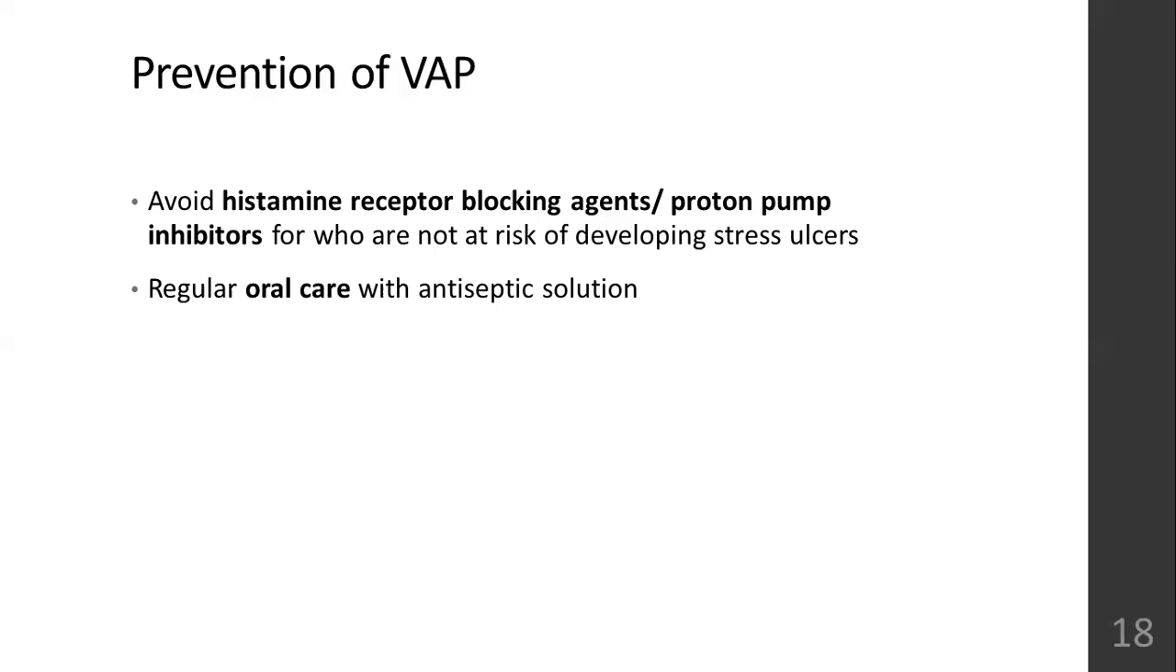Regular oral care has to be done with antiseptic solution. Healthcare workers have to give this oral care for intubated patients. Avoid gastric over-distension. When you are giving NG tube feeding or any form of feeding to the patient who is on a ventilator, do not overfeed the patient so that the stomach is distended. If the patient coughs or something, there is a high chance of regurgitation. So don't over-distend the stomach by overfeeding.